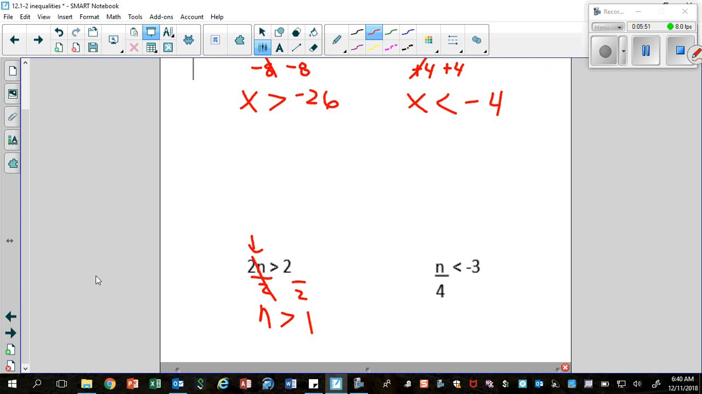And the last one, n divided by 4 is less than negative 3. We're going to multiply both sides by 4. Cancels out. I have n is less than negative 3 times 4, which is negative 12. Okay, nice job. So as you can see, it's very similar to what we did in the last unit.